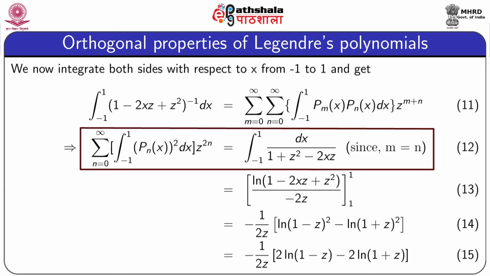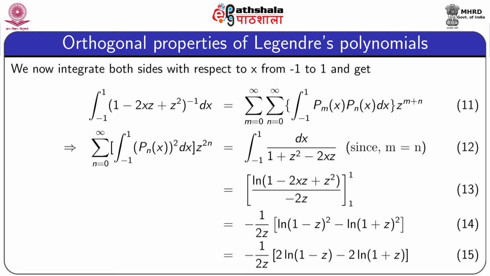Since m is equal to n in this case, we will get the expression here to be the summation n equal to 0 to infinity of the integration from -1 to +1 of [Pn(x)]² dx z^(2n) is equal to, we now have to integrate the expression dx by (1 + z² - 2xz) from -1 to +1, since m is equal to n. And if you do that, you will get the expression number 13 between -1 to +1, and if you calculate that value, you will be getting (1/2z)[2 log(1 + z) - 2 log(1 - z)], given by equation number 15.